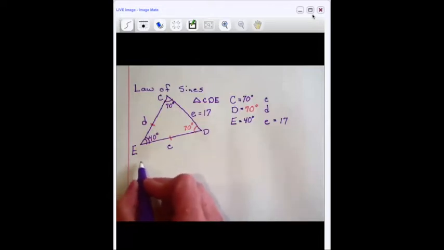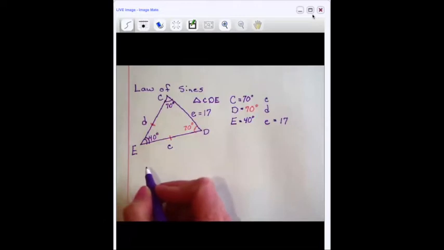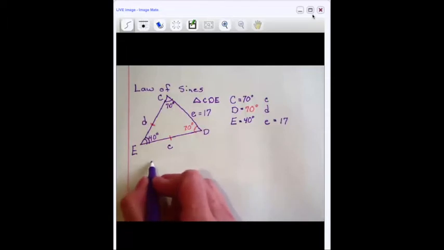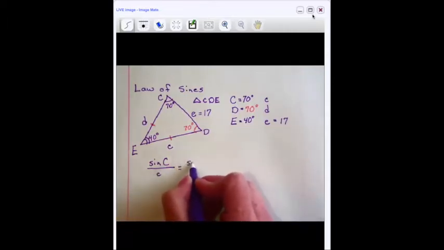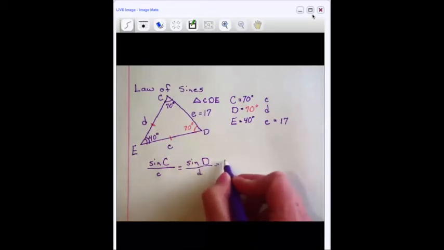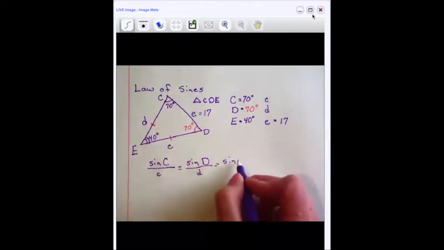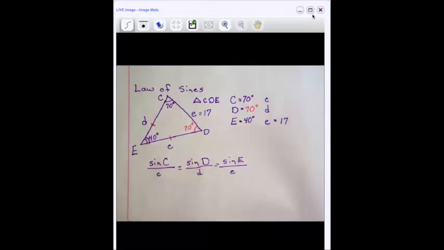So remember that our law of sines, if you look back at those notes, or if you've already memorized it, is the sine of an angle over its side is equal to the sine of whatever other angle over its side is equal to the sine of whatever angle, which is going to be E, over its side. So these ratios are always going to be equal to each other. The sine of the angle over the length of its side, all of those proportions are going to be the same.